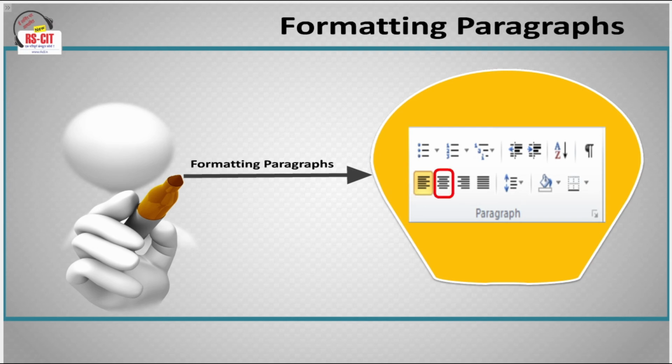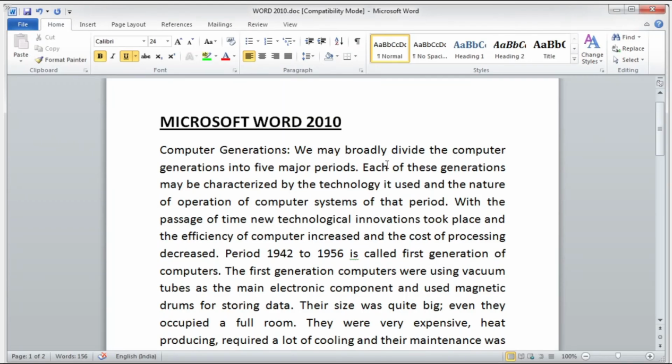Center. Aligns the center of each line in the paragraph between the left and right margins, producing ragged left and right edges. Align Text Right. Aligns each line of the paragraph at the right margin, producing a ragged left edge. Justify. Aligns each line of the paragraph between the left and right margins, producing even left and right edges.